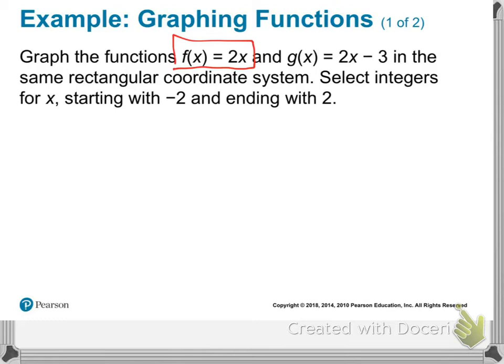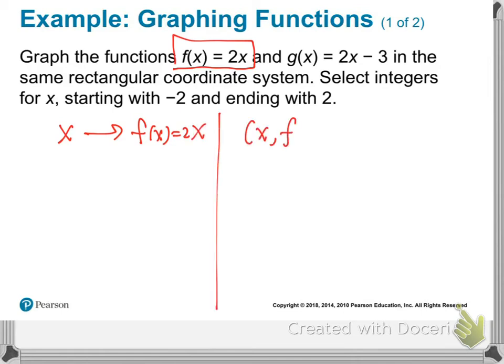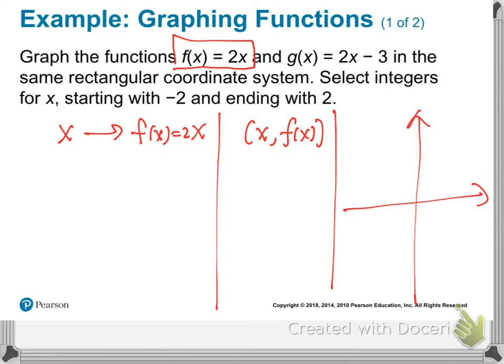So we need input and output. f of x is 2x. This will give us a point on the graph, and then we need a picture. We choose integers, so select integers between -2 and +2. That's the input: 2, 1, 0, -1, -2.